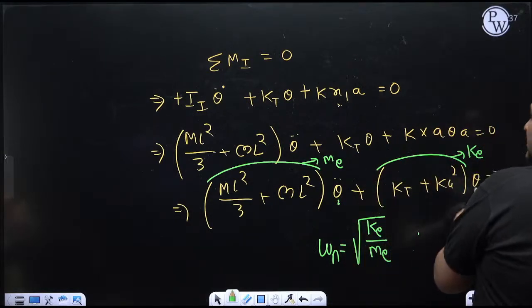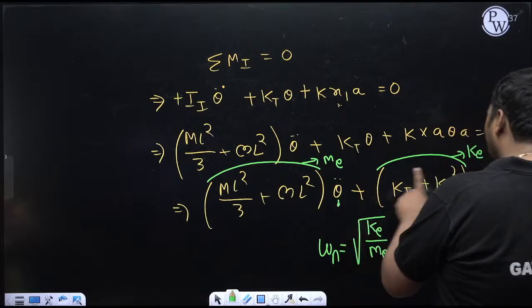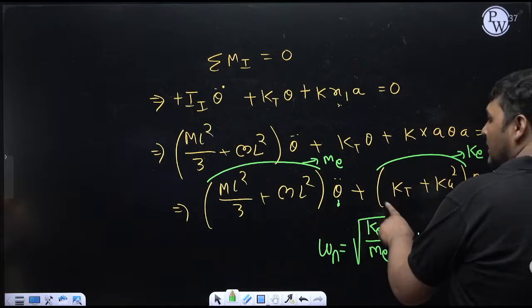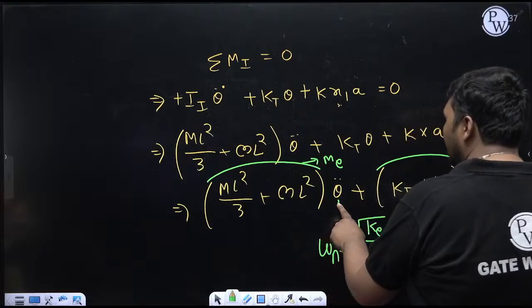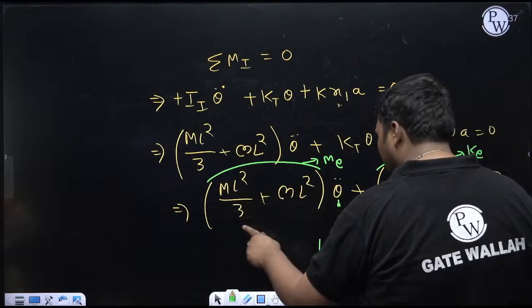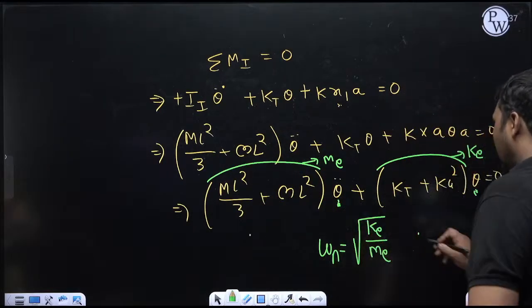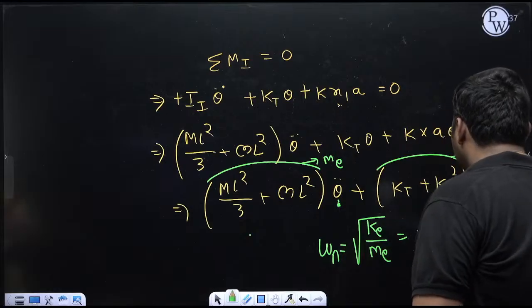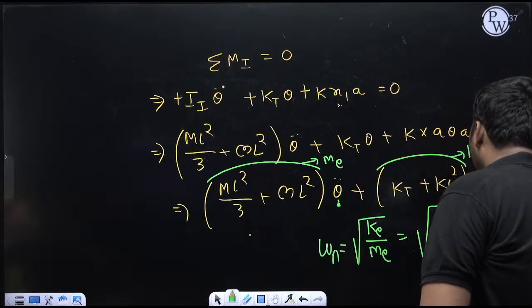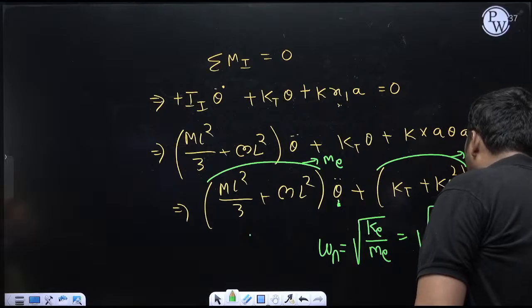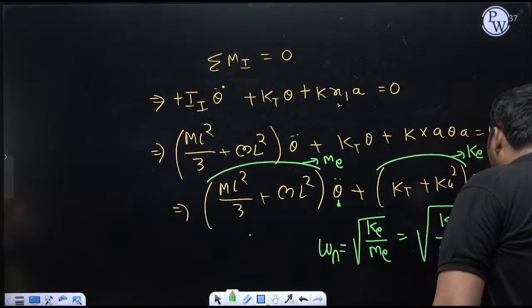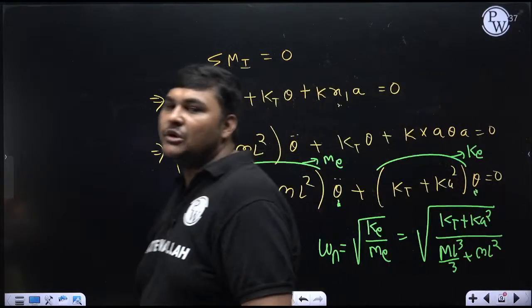Here, if phi is coming, here phi double dot should come. Then the coefficient of displacement is k_e, and the coefficient of the double differentiation of displacement with respect to time is m_e. Then omega n will be root over k_e by m_e. Like in this case, as per this expression, k_e is k_t plus k a square, and m_e is capital M L square by 3 plus small m L square. Completed. This is the natural frequency in radian per second.